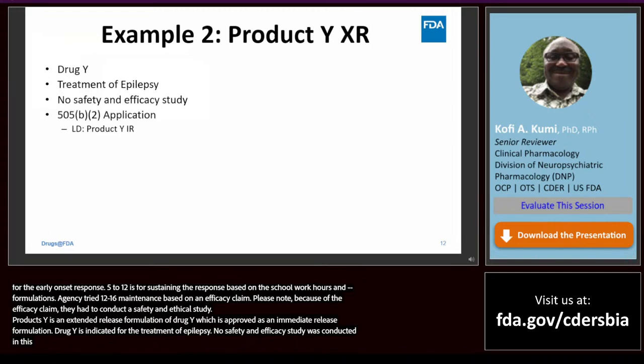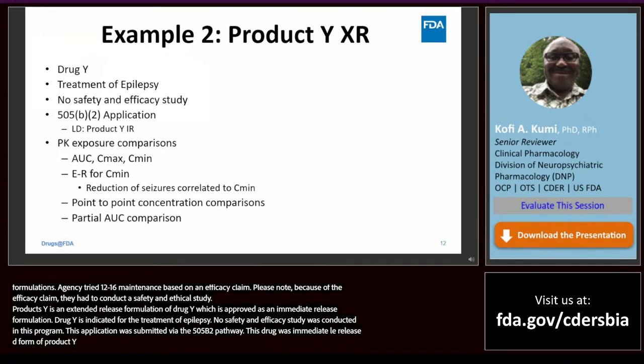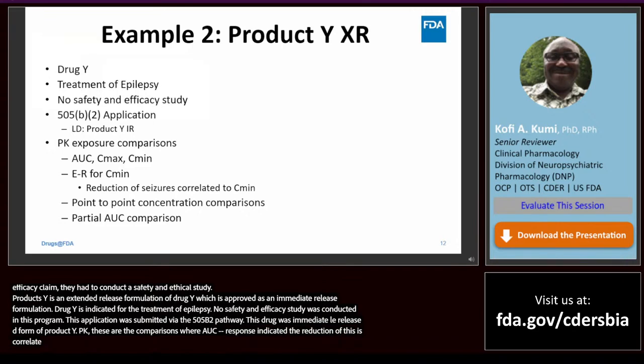This application was submitted via the 505(b)(2) pathway. The listed drug was the immediate release dosage form of product Y. PK exposure comparisons were AUC, Cmax, and Cmin. Cmin because exposure response analyses have indicated that reduction of seizures is correlated to Cmin. Point-to-point concentration comparisons were done, and then partial AUC comparisons also were evaluated.